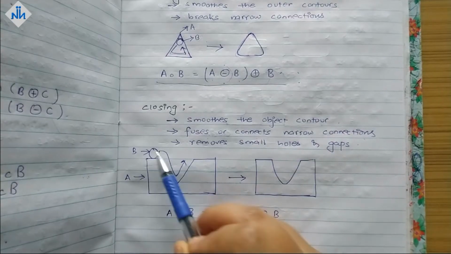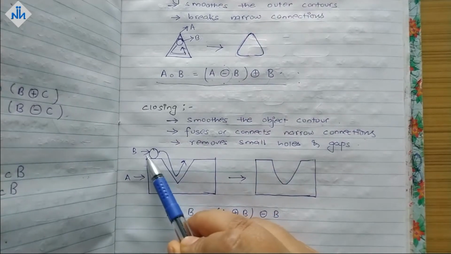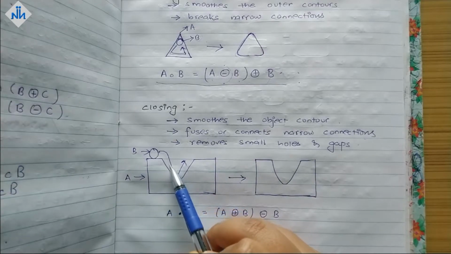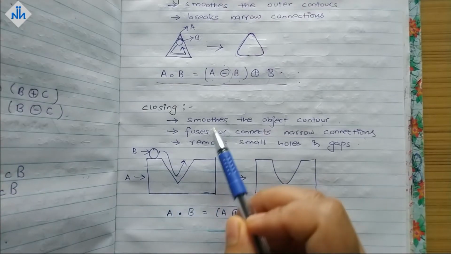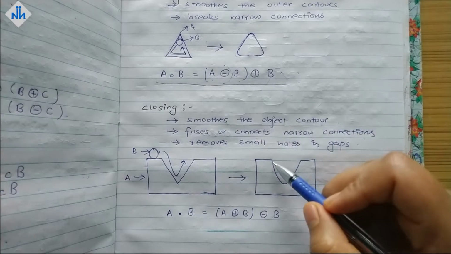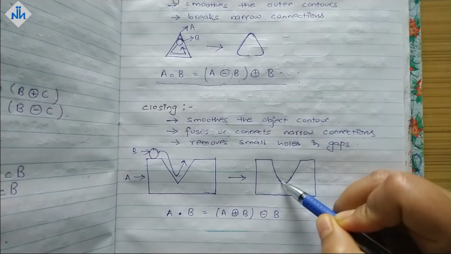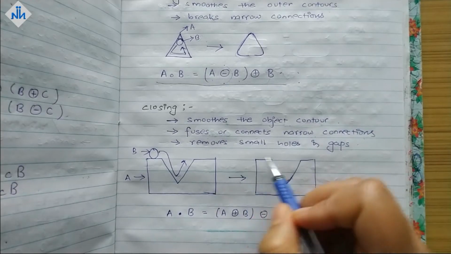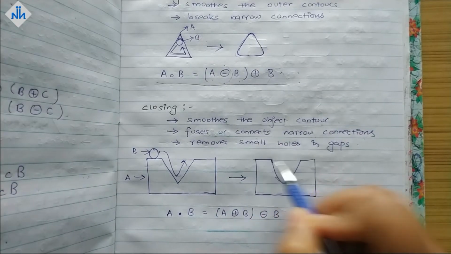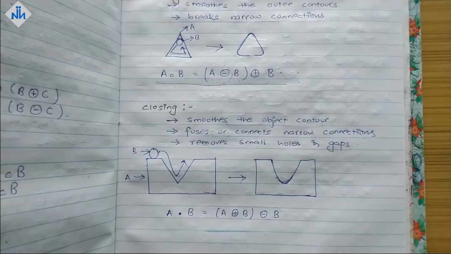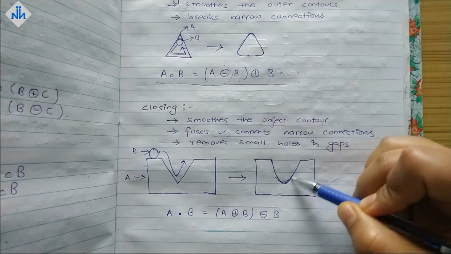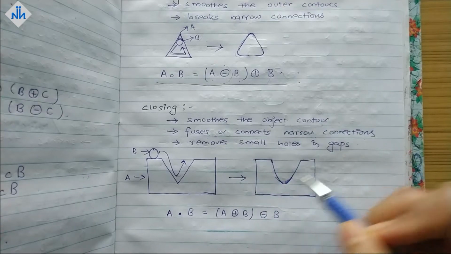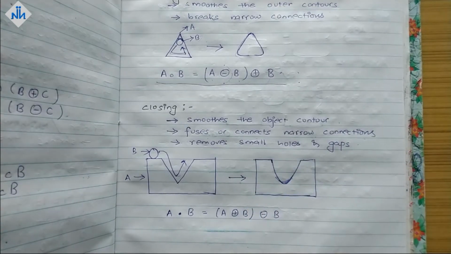So if this is our image and this is our structuring element, if we put it on the boundaries of the entire image, then it smooths the outer contour. So these are smoothened and it fuses and connects narrow connections, but these will not really be smoothened in closing. So that is something to note. It smooths the outer contour and it fuses also, and it removes the small gaps and holes.